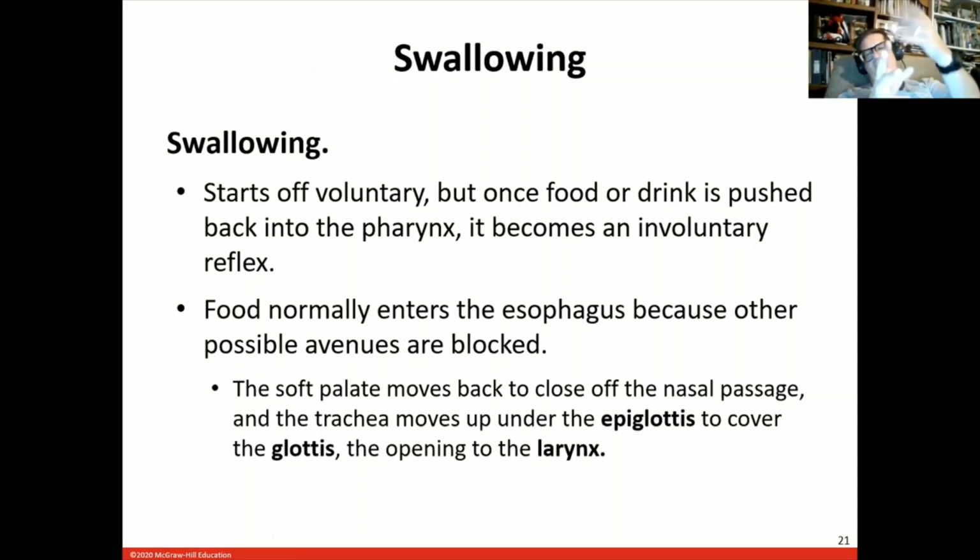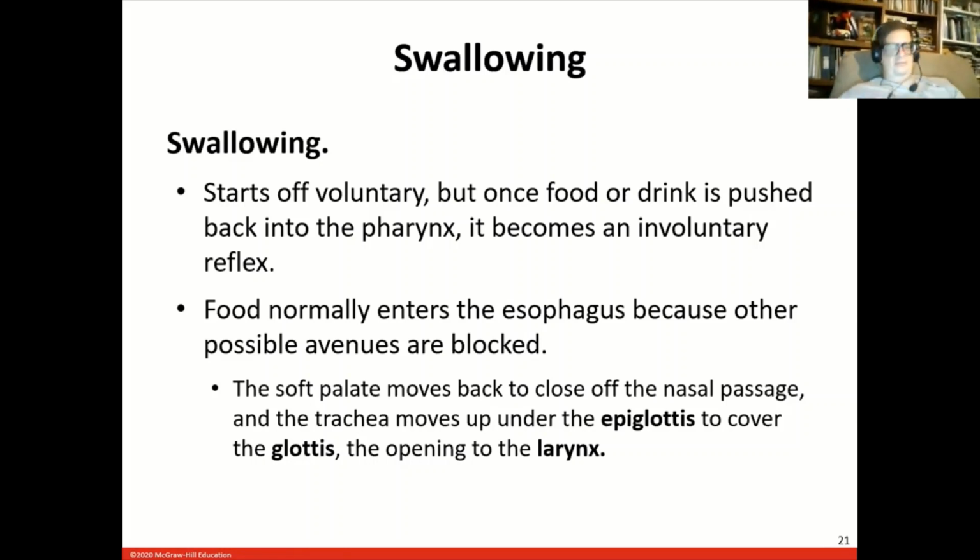Now you can vomit it back up, but it goes all the way down. So food normally enters the esophagus because the other avenues are blocked. What we're talking about is the epiglottis. Here we have our trachea, here we have our esophagus. The epiglottis drops, covers the trachea, nothing goes in, and instead the food slides over the epiglottis, whee, down the esophagus, with sound effects.